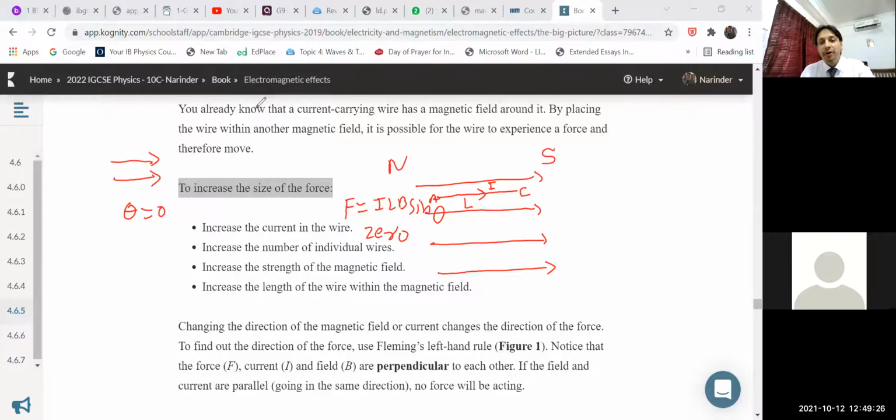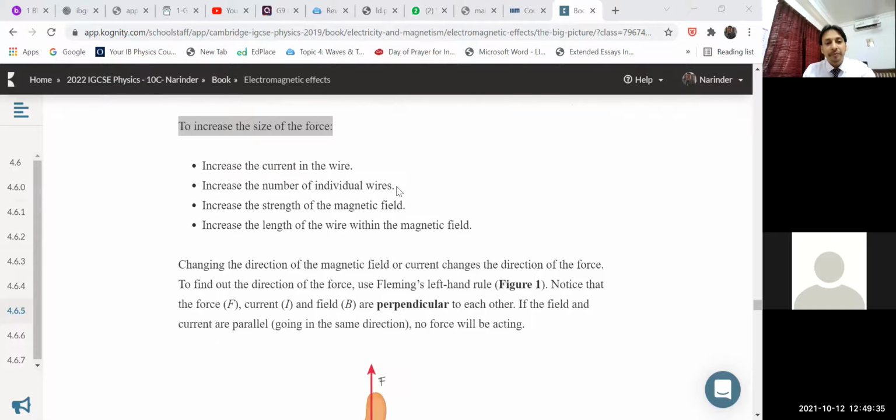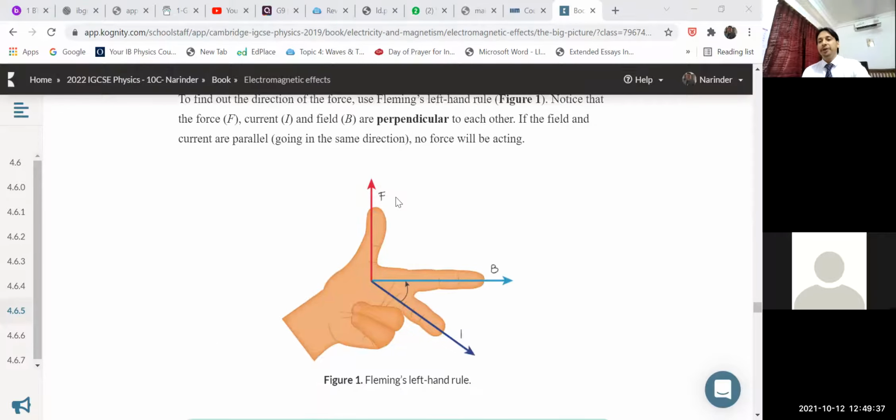With 180 degrees also, the force is still 0. Good, I appreciate that you have replied. Now, children, we are interested in finding out the force. And to find out the force, you have to use a rule called the Fleming left hand rule.